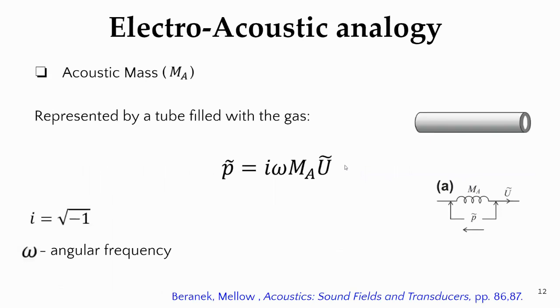And these are some of the acoustic elements. Acoustic mass is represented by a tube filled with gas, as you can see. And this is its corresponding electrical analogy. The steady state equation is given here: P tilde is equal to i omega M_A U tilde. P is the pressure, U is the volume velocity, as you know, i is the imaginary number, root of -1, omega is the angular frequency, and the tilde sign represents that there is an e to the power i omega t term, which is a time dependent term.